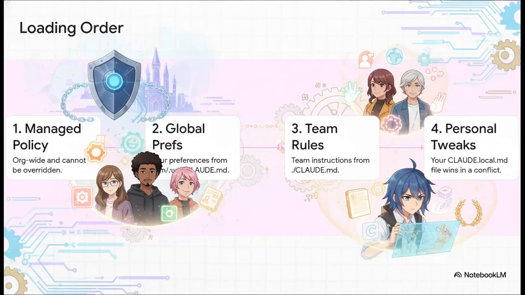So let's break down that loading order. It's a pretty simple hierarchy. It starts with the managed org-wide policy that you can't override. Then come your global preferences from your home directory. After that, the team instructions from the project's CLAUDE.md. And then, finally, your personal tweaks from a special file called CLAUDE.local.md get applied. And because they're last, they get the final say, if there's any conflict.